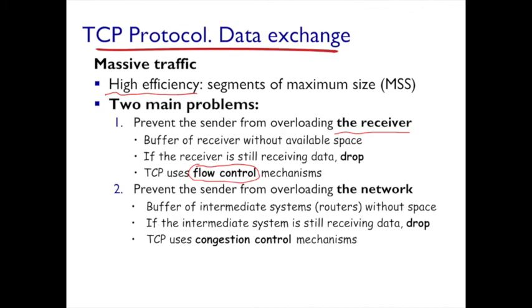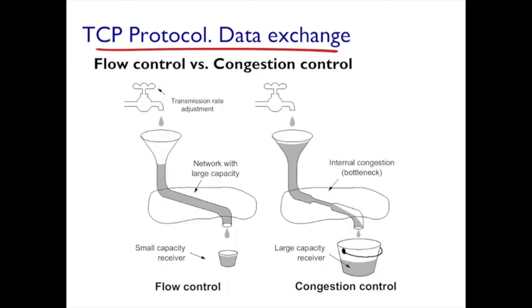The other problem is maybe not related to the destination, to the receiving TCP entity, but inside the network. The network can be congested. The buffers of intermediate system routers maybe are full, so there is no space. So in this case, the packet will be lost. So the other mechanism that is used by TCP for massive traffic in order to maximize the efficiency is the mechanism called congestion control.